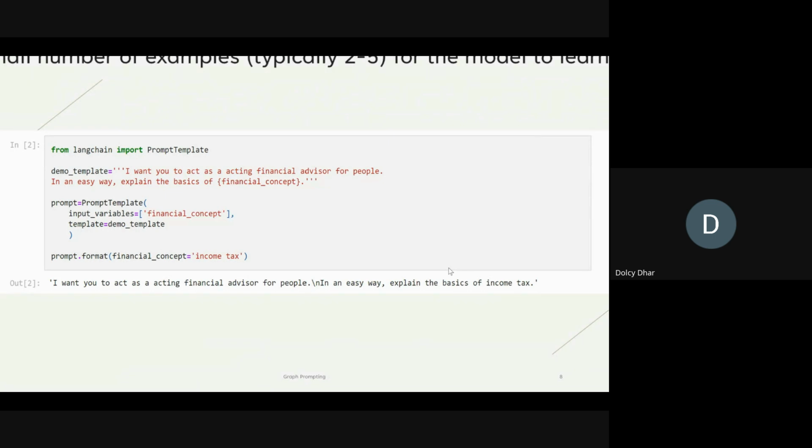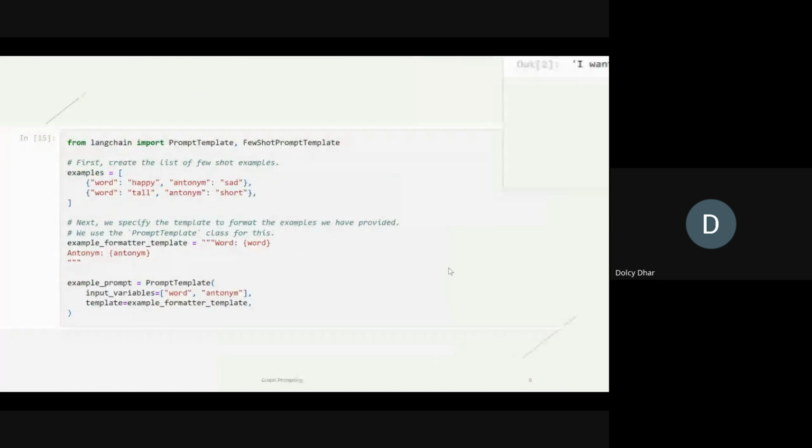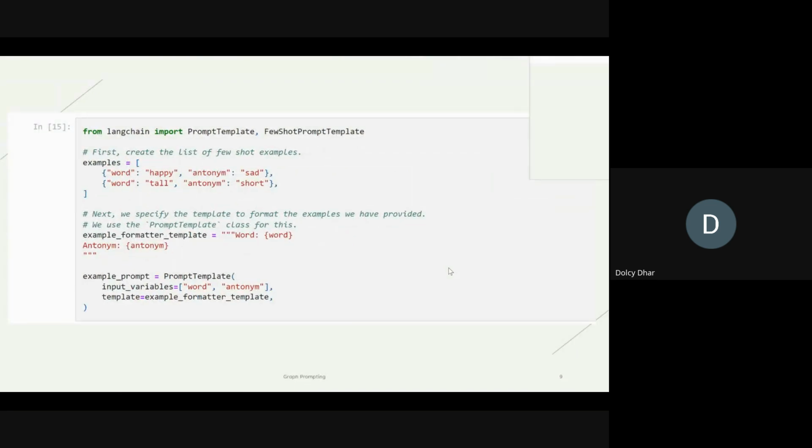So coming back to the presentation and taking you through a quick example. This is a zero shot prompt because there's no example over here. And this is a few shot prompt template because there are two examples. You can see there are two examples over here where you're giving the LLM a template of the output that you want.